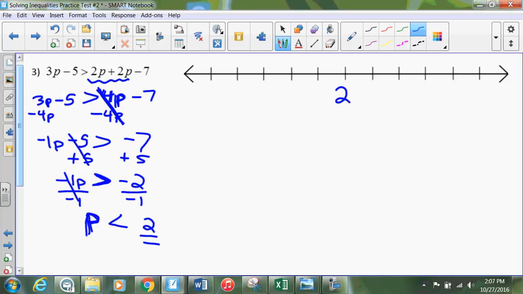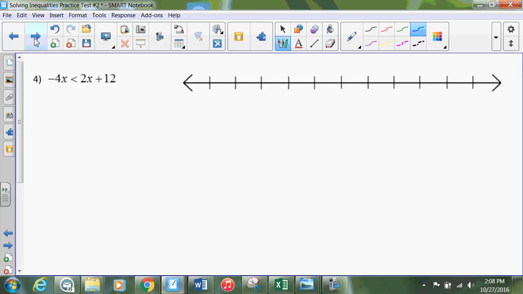It says p is less than 2. So it doesn't say it's less than or equal to. So since there's no line underneath the less than sign, I have to do an open circle. And because it's less than, I think about all the numbers that are less than 2. And those numbers are 1 and 0 and -1, all the numbers to the left.